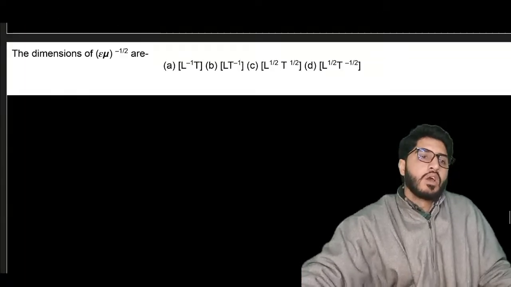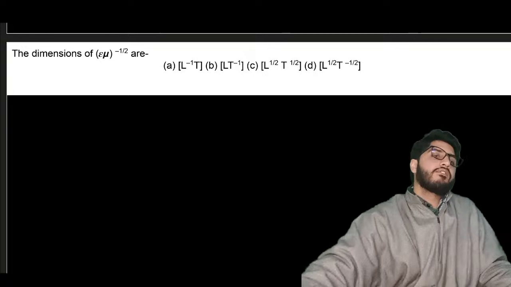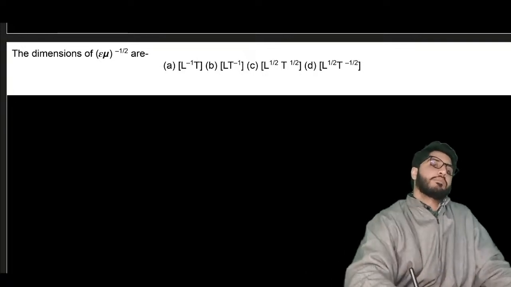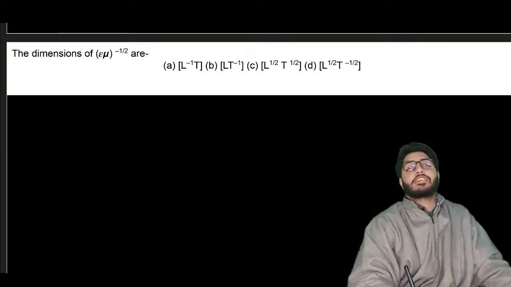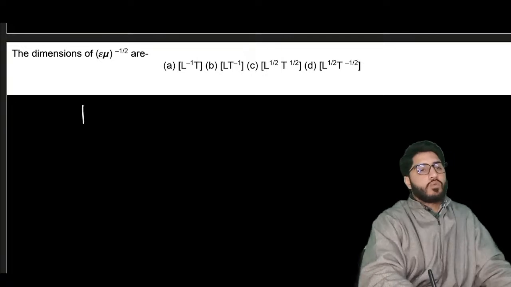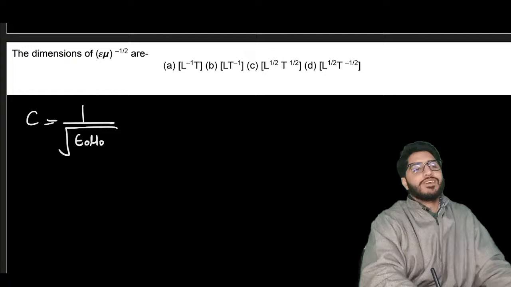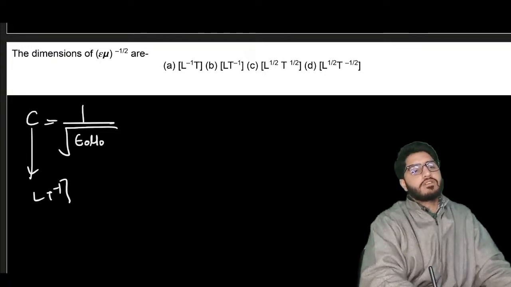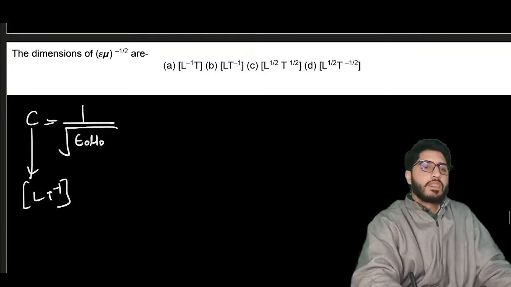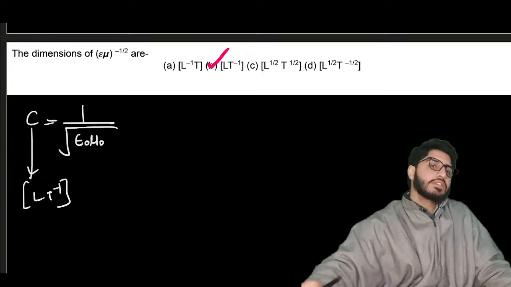Okay, the dimensions of permittivity and permeability, to the power minus 1 by 2. So I can write it is 1 by root of permittivity times permeability. I know it is the speed of light c. That is LT minus 1, the famous equation. LT minus 1, where option B is correct.